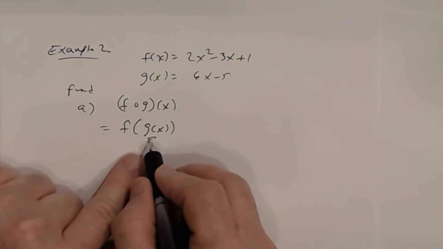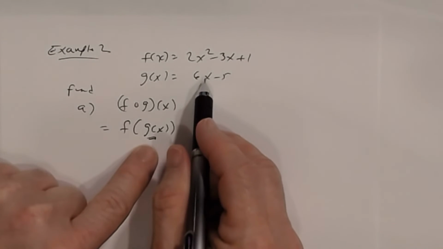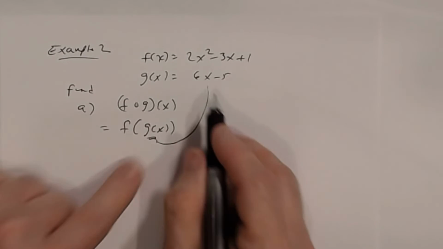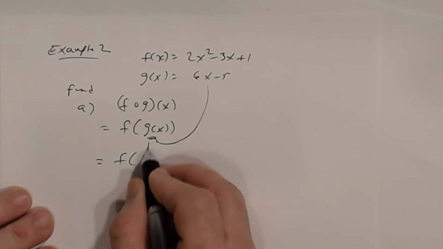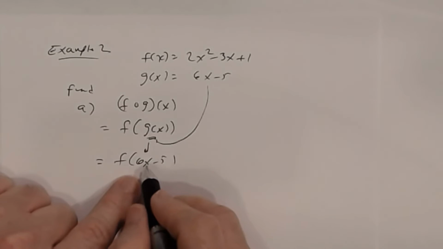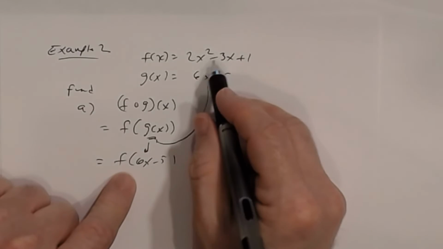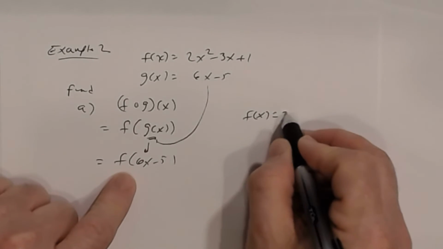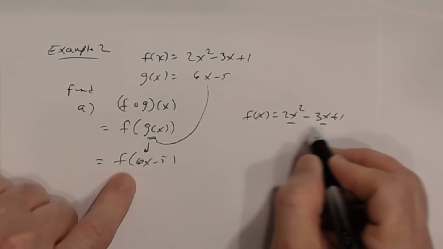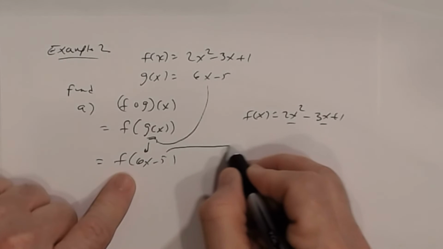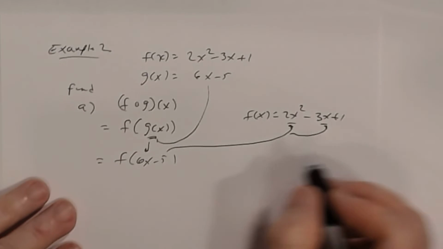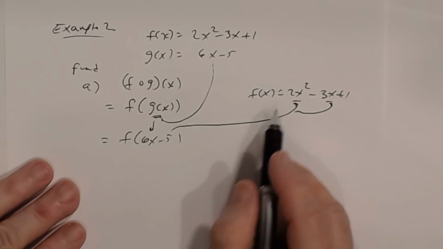Okay, so I've got to do g of x first, the inside first. Well, here's g of x. So in place of g of x, I'm going to put this. So this becomes f of 6x minus 5. Well, now I go to my function f, which is 2x squared minus 3x plus 1. And wherever you see the variable x, and I see it twice, I'm going to substitute 6x minus 5.